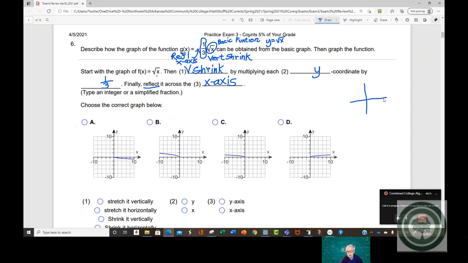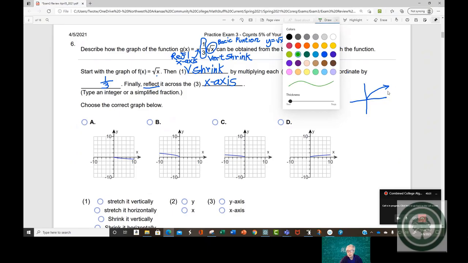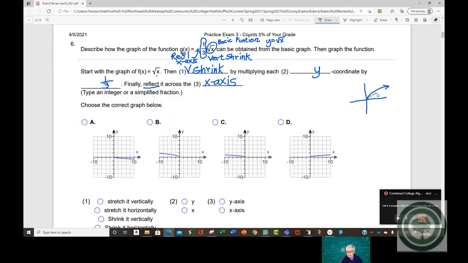Okay, now, your best bet is to graph this on the graphing calculator, but your second best bet is to memorize that y equals the square root of x looks like that. Now, we are shrinking this graph. We're actually shrinking it more than that. And then we are flipping it across the x-axis.